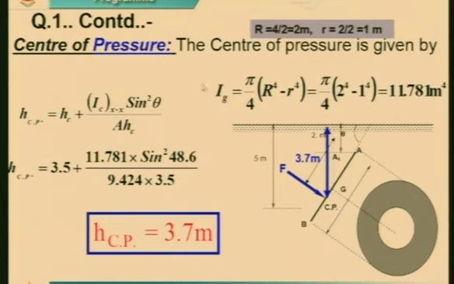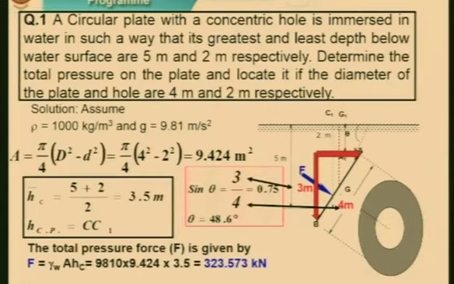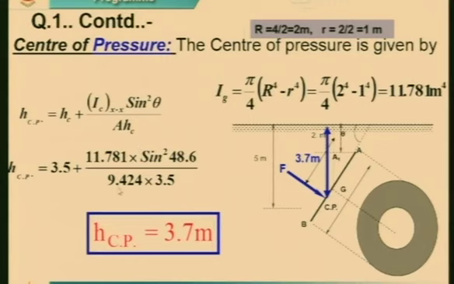In this slide we would like to know the moment of inertia. You may be thinking, why am I talking about this? We need to calculate the center of pressure. The formula which I have given you is HCP is equal to HC, which is 3.5, into moment of inertia, which I will calculate, into sine square theta, sine square 48.6. We recently got theta, you remember the previous slide, here 48.6. So come back, area 9.424, HC 3.5.